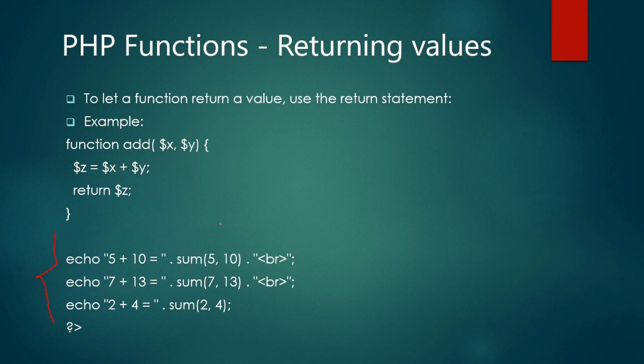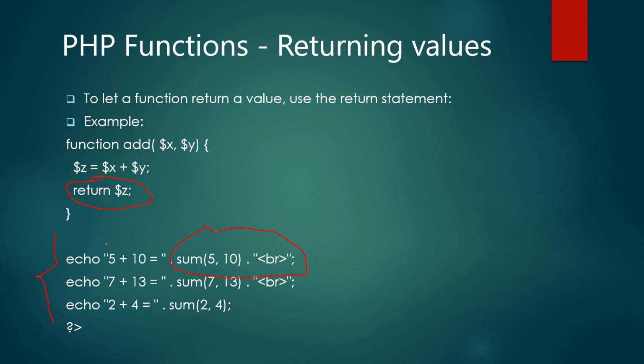In this case as well, we have passed the arguments by value. As you can see, there is no ampersand in front of the variable. That indicates we have passed the arguments by value. But whenever a function wants to return anything, we make use of the return statement.